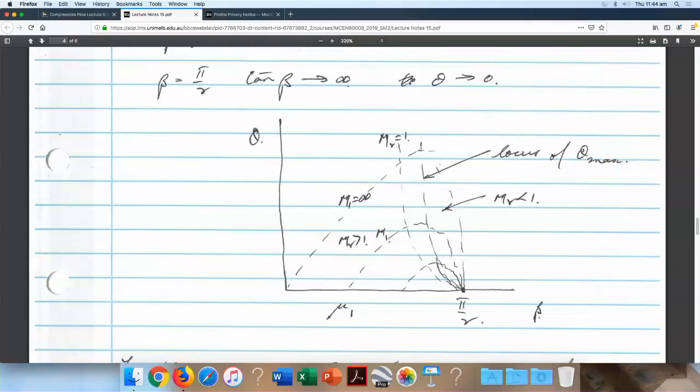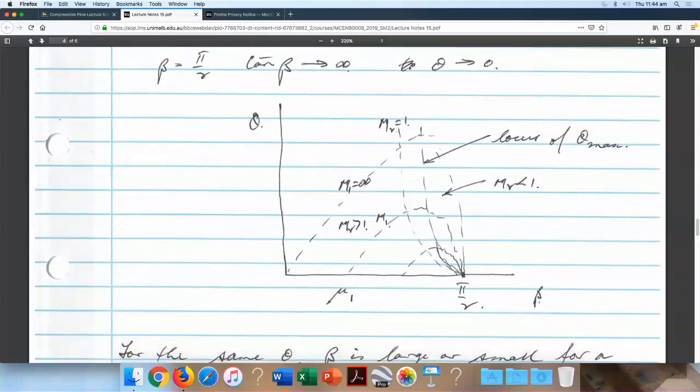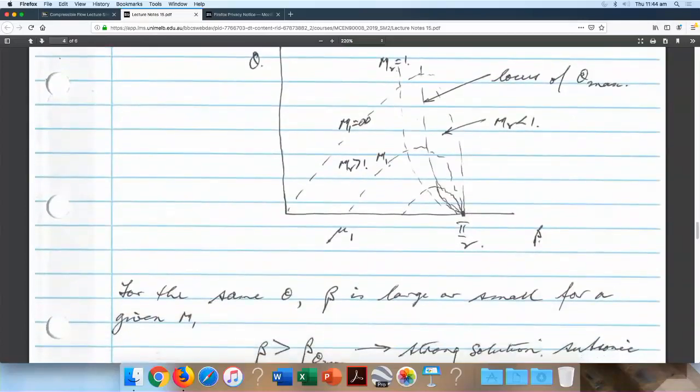Which tends to occur more? It depends how you design it. Let me show you. I'll come to it. I'm about to answer your question. I won't forget it. So for the same theta going across here, there's either a large beta, which is near pi on 2, or a small one for any given M1. You could have this solution or this solution.